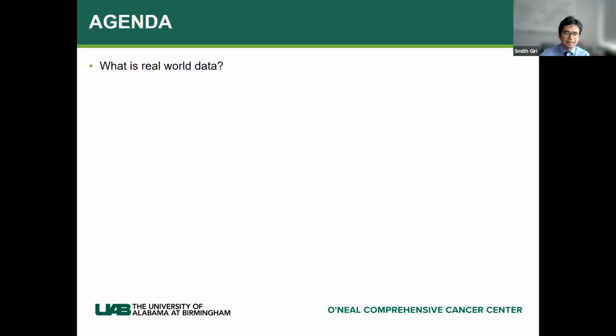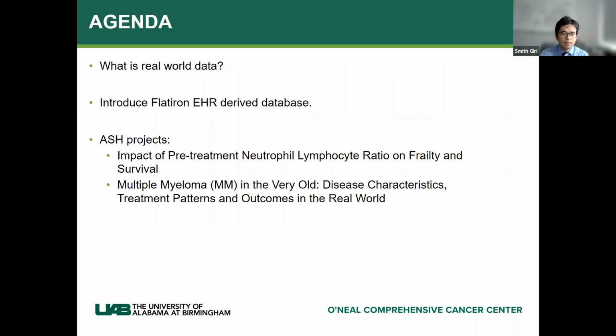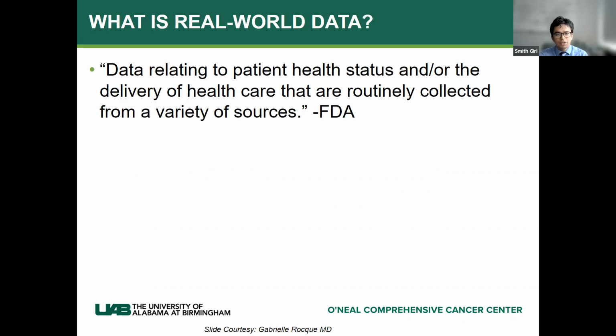My agenda for today is I'm going to briefly talk about real-world data, since all the talks today are broadly centered around use of real-world data to understand cancer outcomes. I'm going to introduce the Flatiron, a relatively new electronic health record-derived database. And then I'm going to touch upon the two projects that were presented in the 2020 American Society of Hematology meeting one by one. And lastly, I'll touch upon some of the future directions that my group is taking pertinent to this area of research.